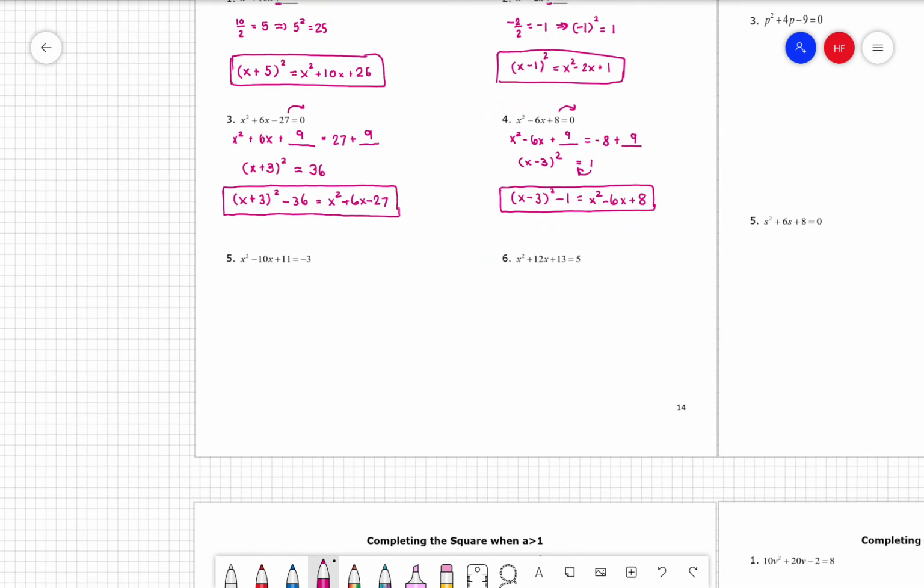Now on number 5, we have a number as c, and we also have a number on the right side. So I'm going to subtract that 11. So I'm still moving it to the other side. So that way I can have x squared minus 10x plus something, and that equals negative 14 plus that same something.